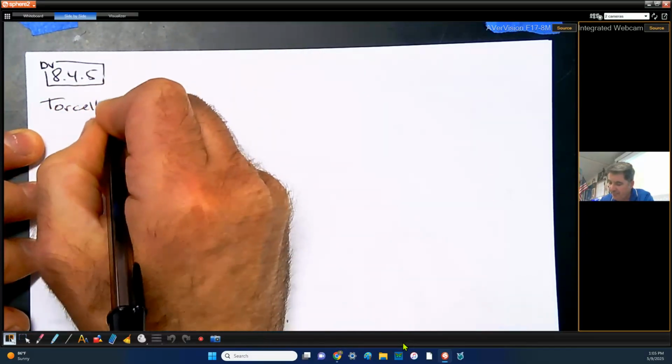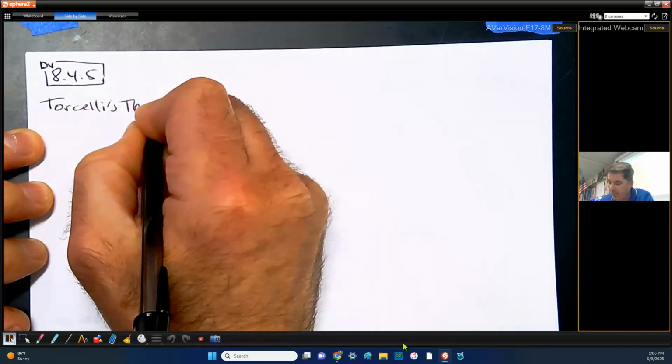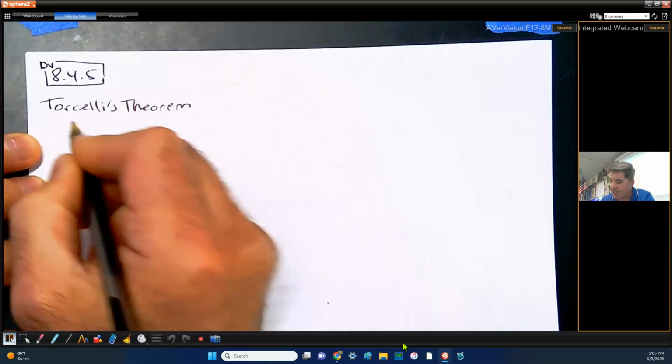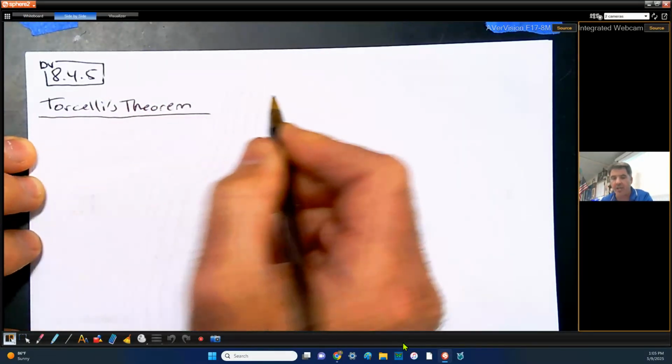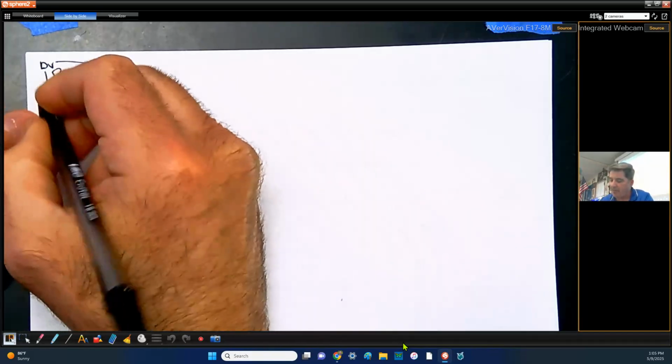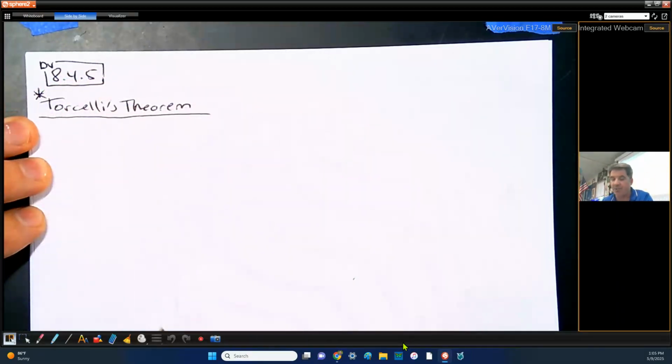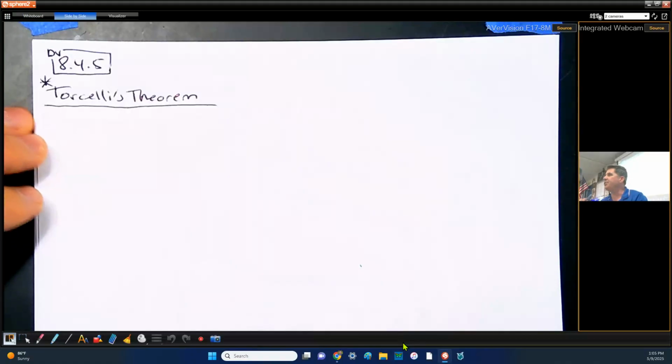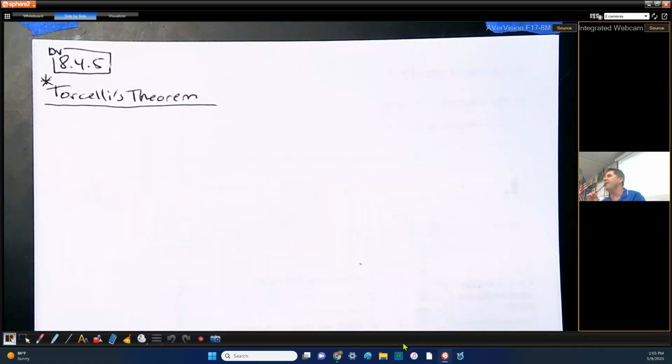Torricelli's theorem. And what Torricelli did is he made something, and it's actually not on the equation sheet, but he made a relationship, and we'll put a little star here, not on the equation sheet. He made a relationship that actually you're going to find out, oh man, I knew this. I knew this. I wish I would have done this myself.